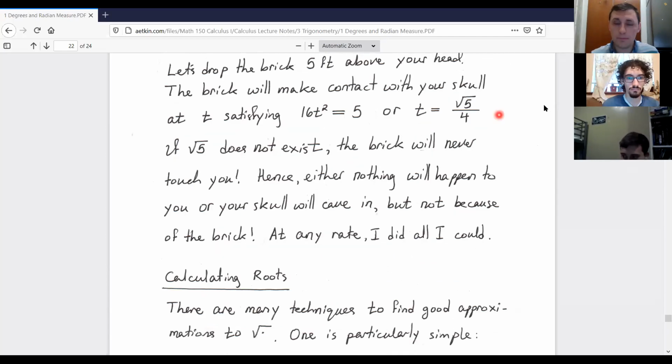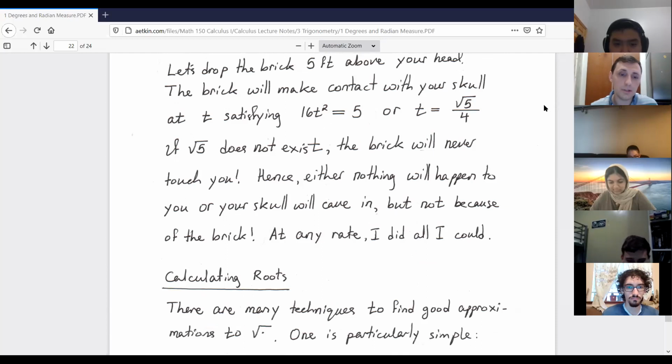Of course, many people have very thick skulls, so that's another thing here.